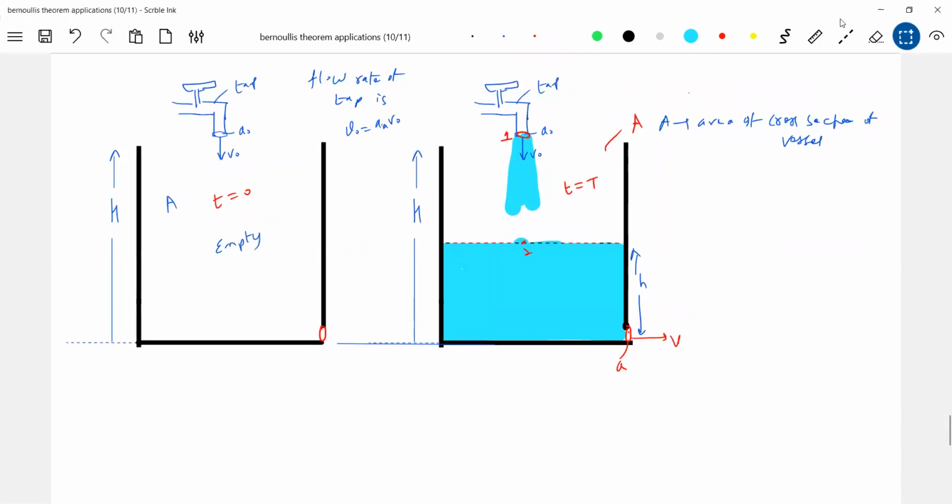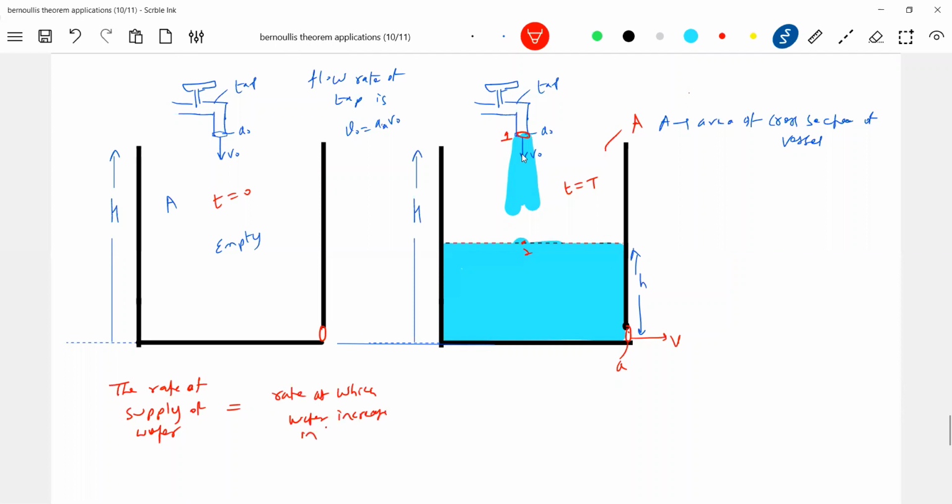Try to see it. So we'll write the equation here. The rate of supply of water is equal to the rate at which water increases in the vessel, minus the rate at which water is discharged in the vessel. Am I right?